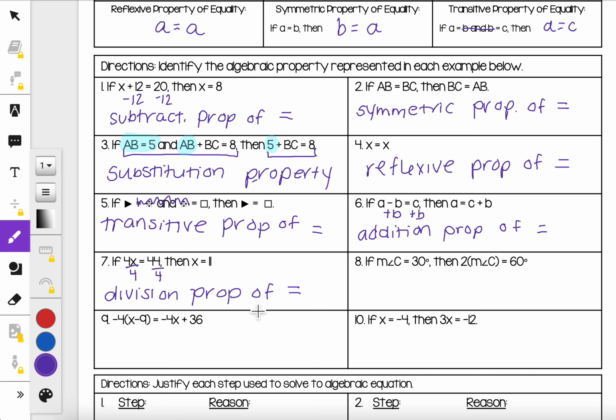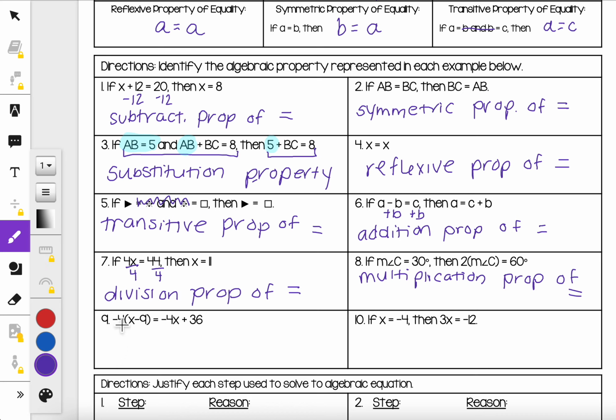And then number 8, if the measure of angle C equals 30 degrees, then 2 times the measure of angle C equals 60 degrees. So here we multiplied both sides of this equation by 2. So this is our multiplication property of equality.